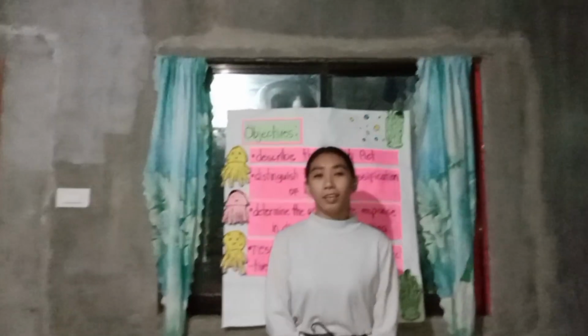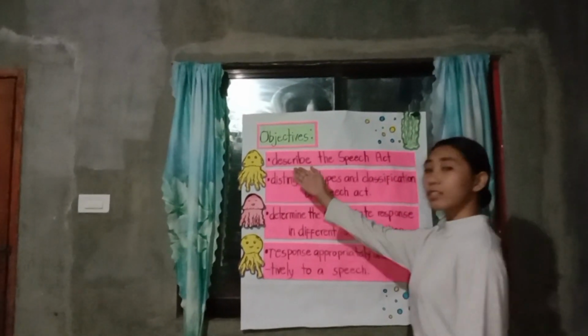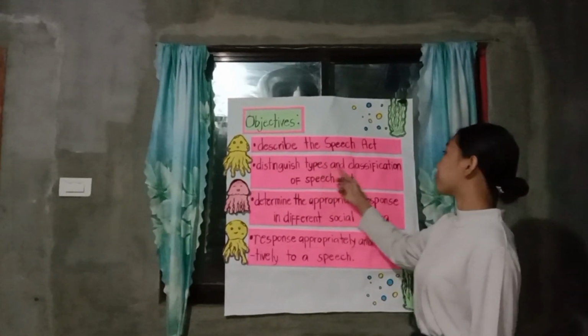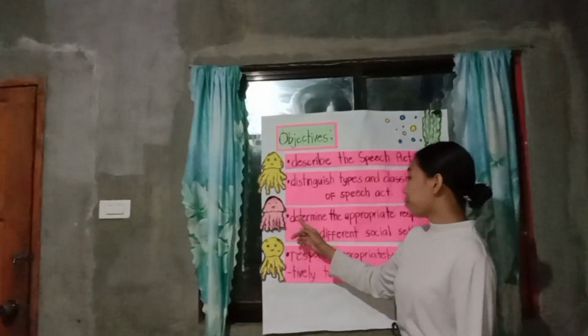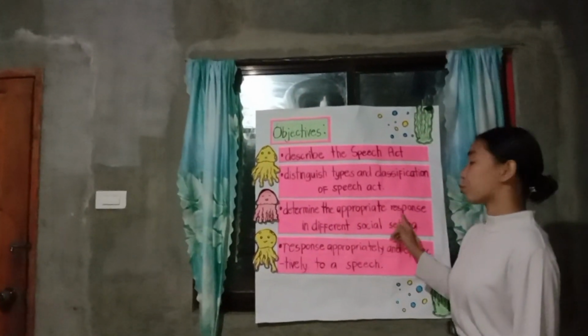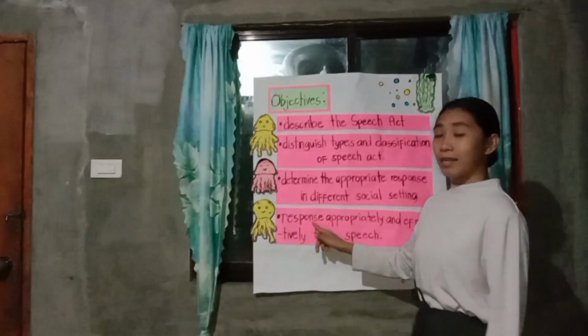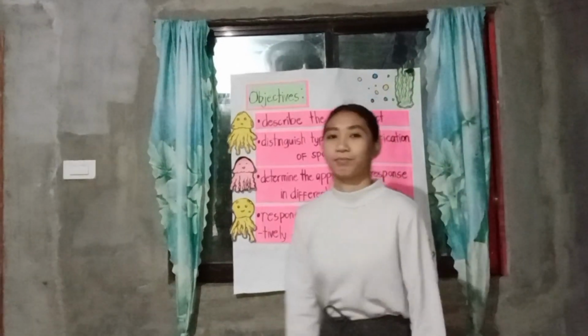Class, before we start our formal discussion, let me read first our learning objectives. At the end of the lesson, students should be able to, first, describe the speech act. Second, distinguish the types and the classification of the speech act. Number 3, determine the appropriate response in different social settings. And the last one is to respond appropriately and effectively to a speech act. Now, let's proceed to our discussion.